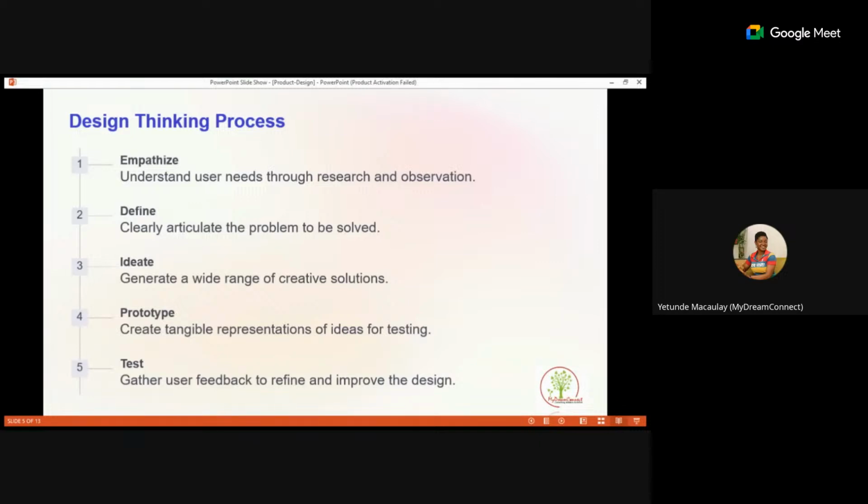Okay, so this is the problem that we have identified. And then the next will be to ideate, generate a wide range of creative solutions. So these are the things that we're going to be doing right now in class. After that, we create a tangible representation of the ideas for testing. That's the prototype. And then when we're done with that, we gather user feedback to refine and improve the design. Hopefully we can do the testing, but with what we're going to do in class now, I'm hoping that is an idea that we will push.